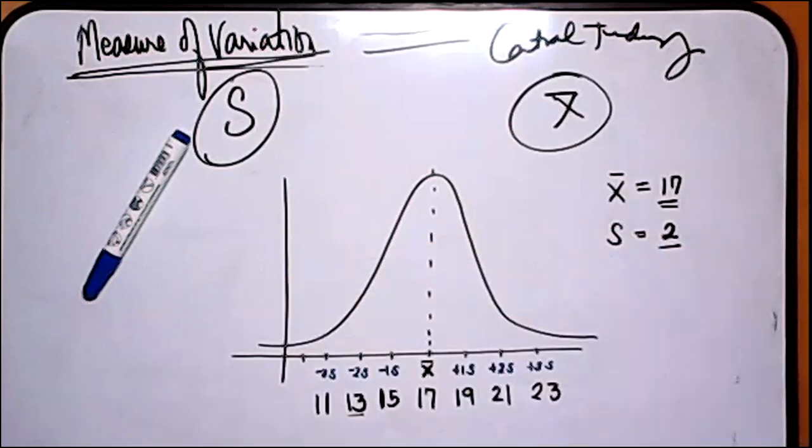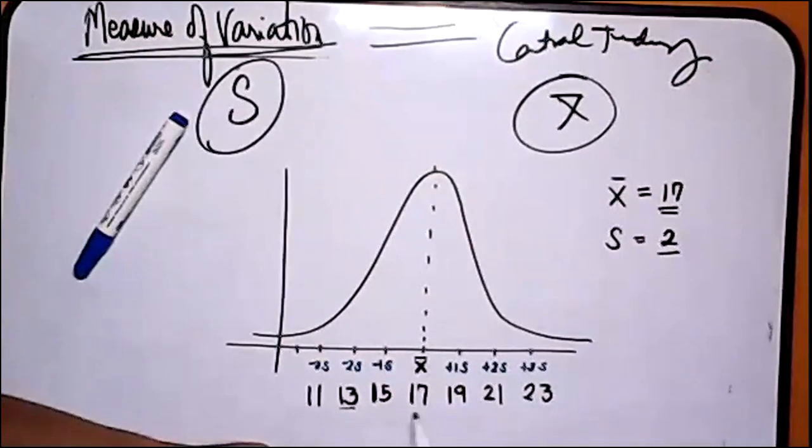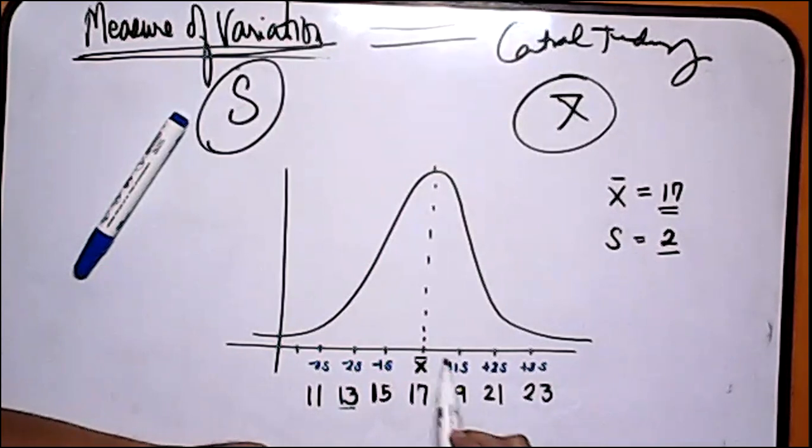All right, that's how we do it. If your score is 21, then your score is above average. If your score is 13, then your score is below average.